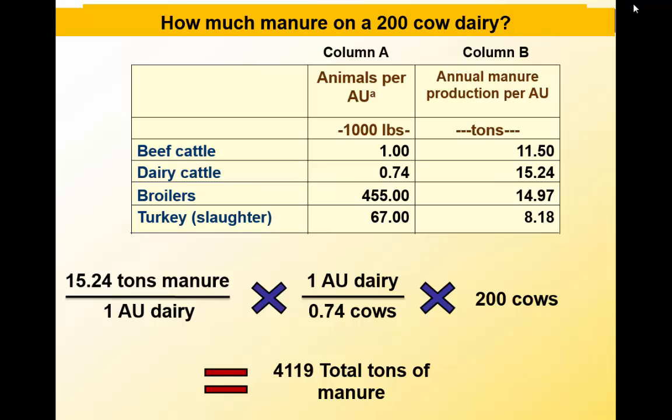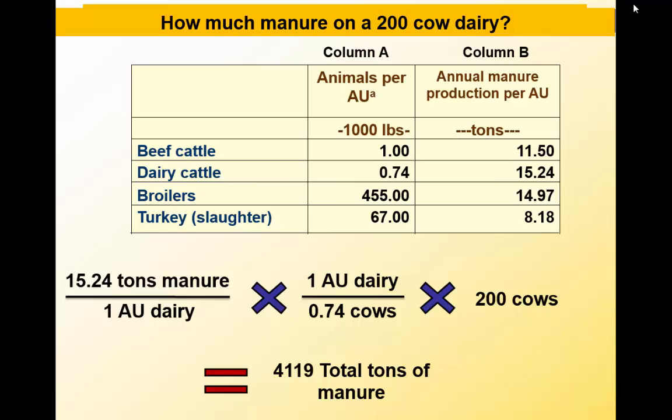So the question is, how much manure in a 200-cow dairy? Well, what's the first number you know? You have 200 cows. You've got to write out those units, 200 cows. Then you know that you have 0.74 dairy cows per animal unit, and you have 15.24 tons per animal unit. But your answer is in total tons of manure. So you take those units and find where tons of manure is and make sure that's on top. Whatever your answer is, that's the way this is flipped. If animal units was on top, you'd flip it that way.